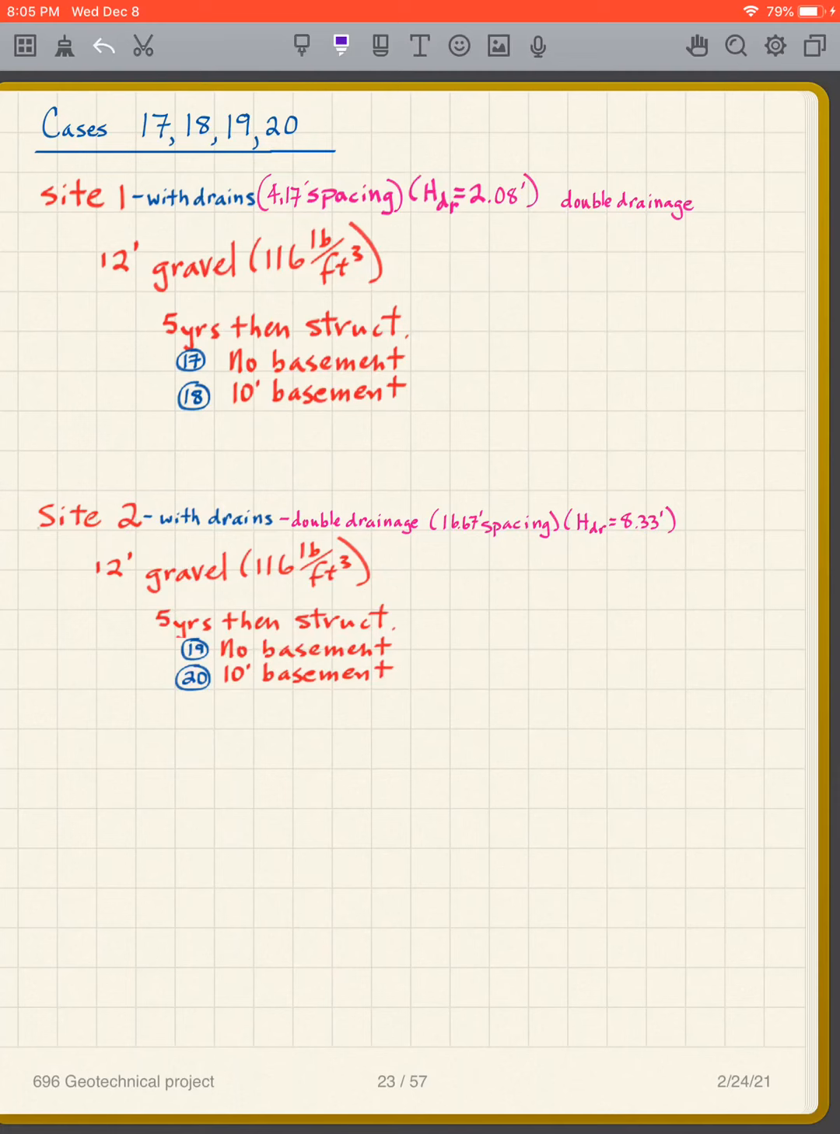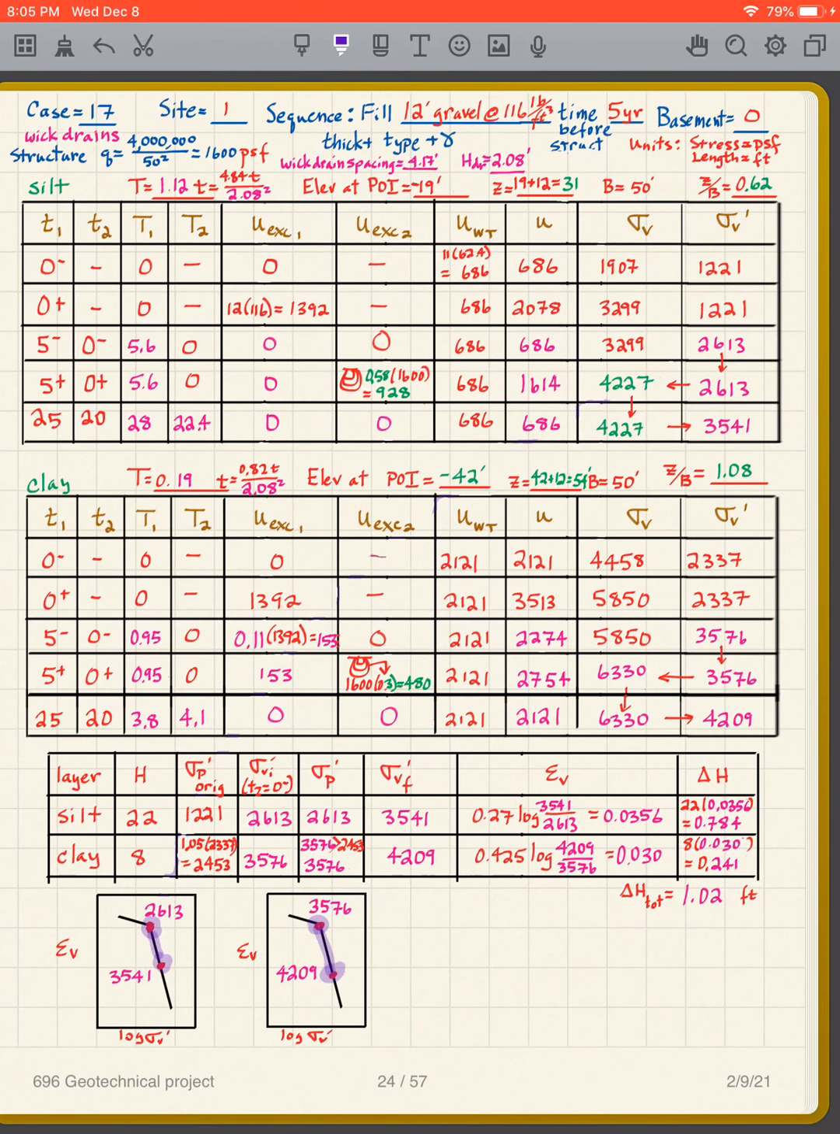Of course, we only want to do 5 years because the purpose of the wick drains is to speed up consolidation. So we don't want to do 20 years. We wouldn't gain anything if we did 20 years. So I'm going to do case 17 for you, so we don't really even have 4 cases to do. And so case 17 is site 1. We have 12 feet of gravel. The time is 5 years before the structure, and there's no basement. So that means our Q again is still 1600 PSF.